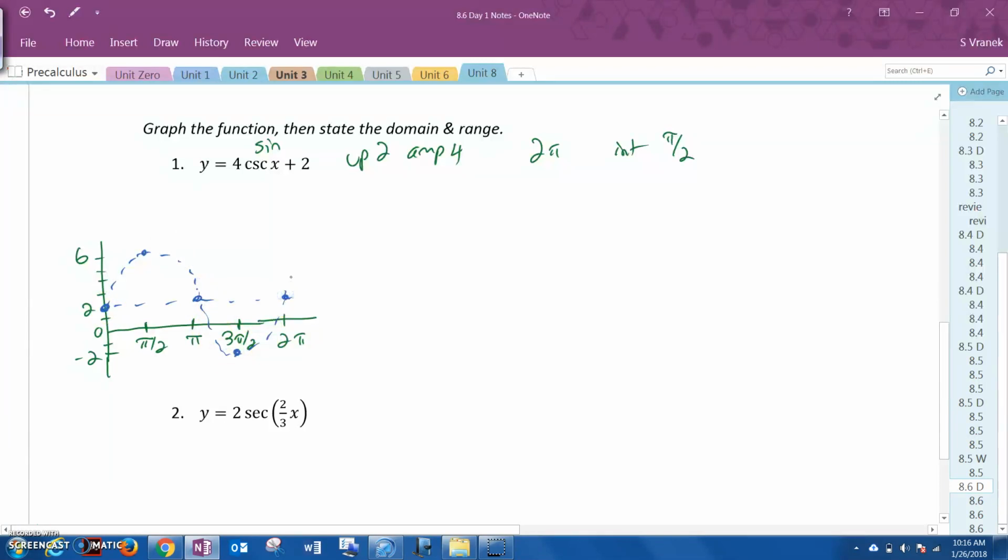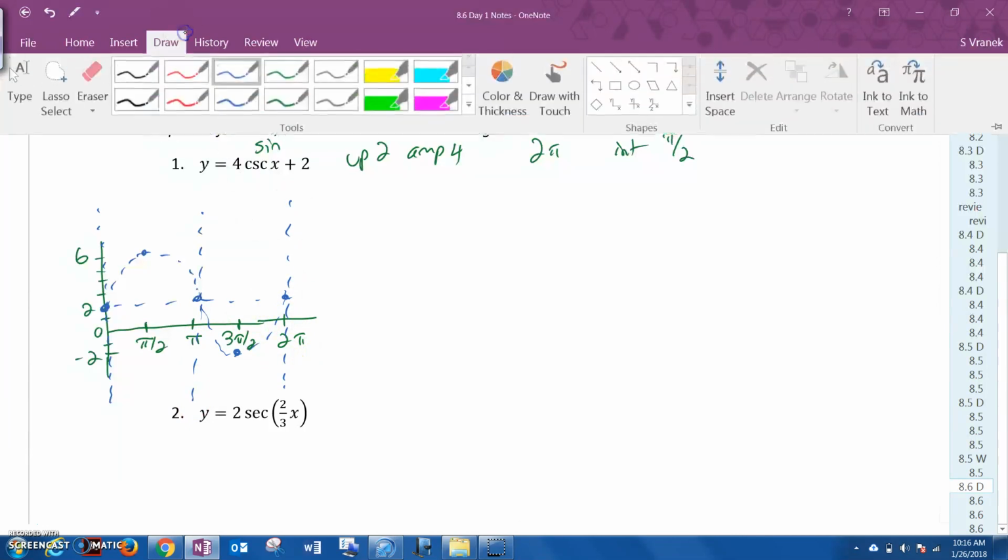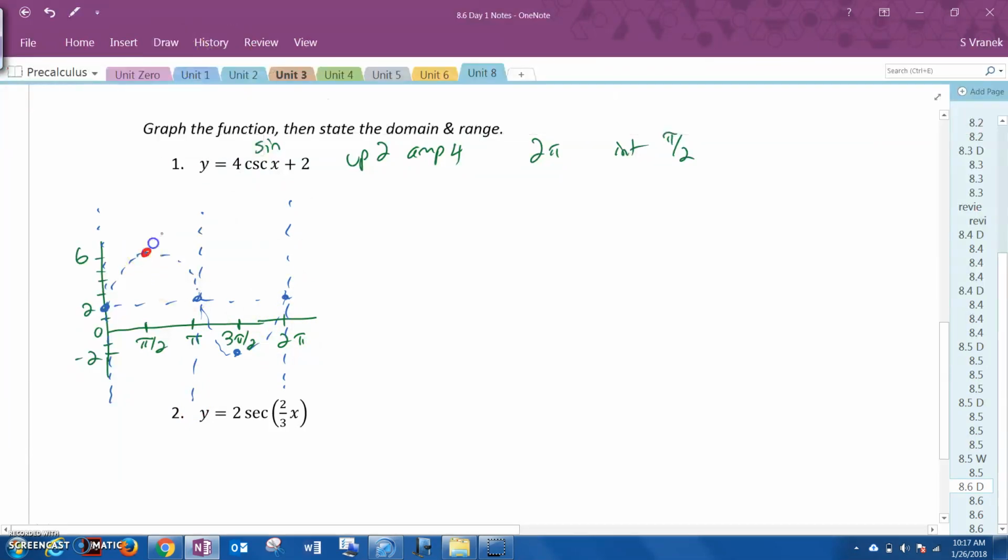The next step is figure out where the graph hits the middle line. Well, it hits the middle line at the beginning, so I'm going to put a vertical asymptote. It hits it at pi, so I'm going to put a vertical asymptote. And it hits it at 2 pi, so I'm going to put a vertical asymptote. Now we just graph the graph. So cosecant, we start at the top of the sine curve and go up towards the asymptotes. And we start at the minimum and go down towards the asymptotes. So the red graph is actually the graph. Everything else was used to get it.